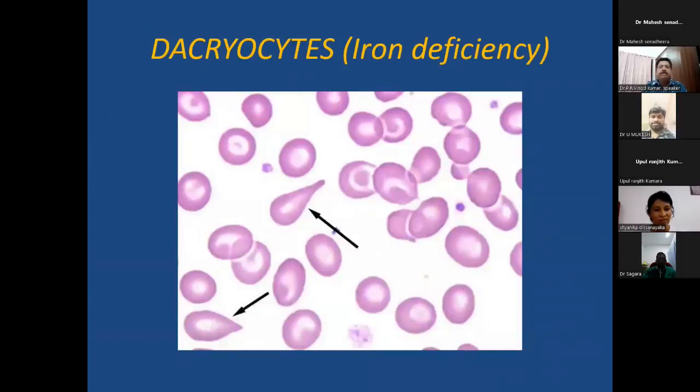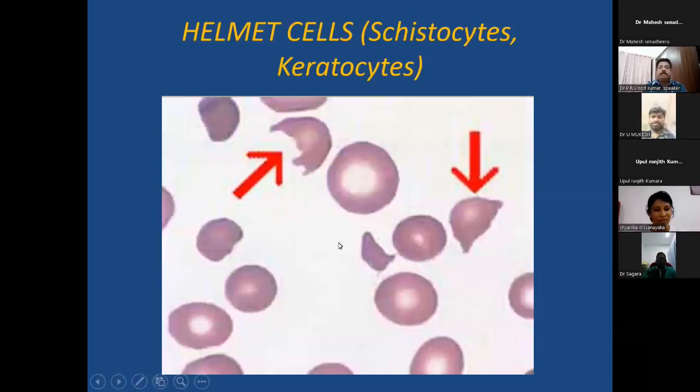Dacryo means teardrop. Dacryocyte means teardrop-like cell. See, this is a teardrop-like cell. Here you can see the teardrop. It is a clear indication of IMHA, immune-mediated hemolytic anemia. See another teardrop cell. If you see more than two dacryocytes in a single smear, it's a clear indication of IMHA. And it also occurs in iron deficiency. IMHA should be considered in dacryocytosis. These are helmet cells or keratocytes.